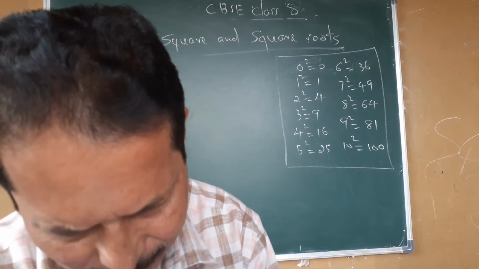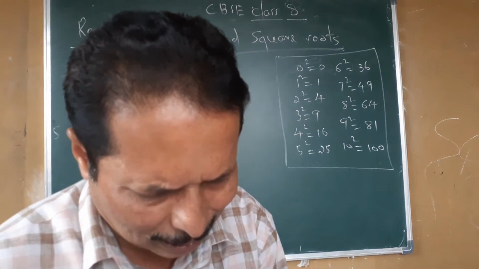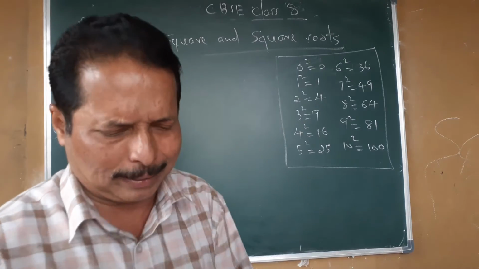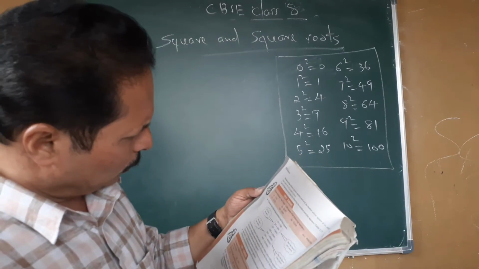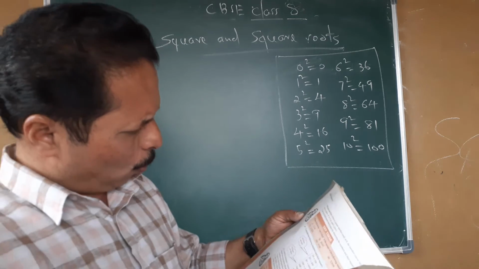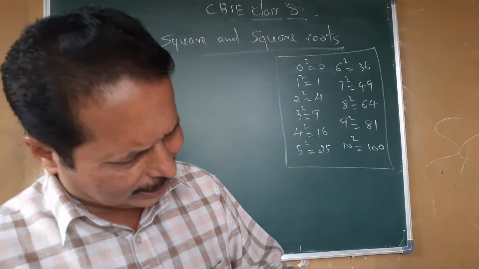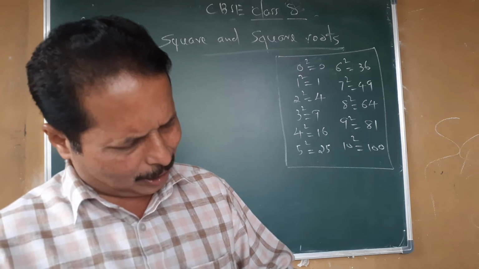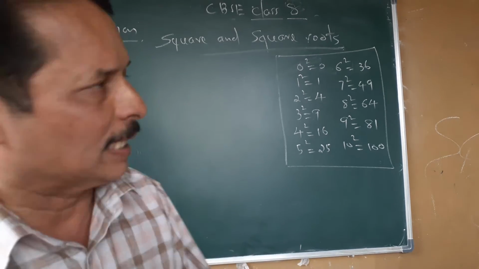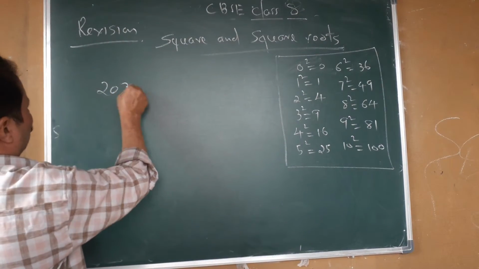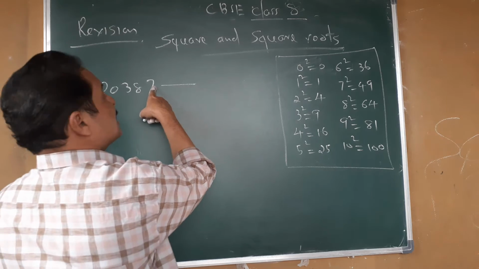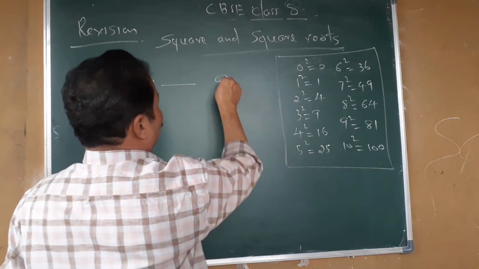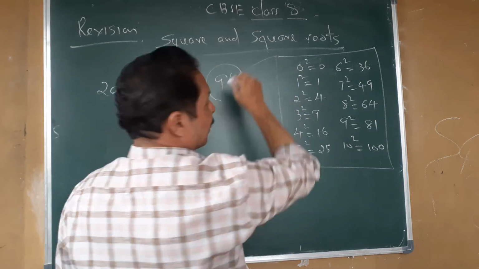Okay. Next. Look at the first question that is in the exercises. What are the unit digits of the squares of the given numbers? One of the numbers is 2387. Sorry, 20,387. The unit place is 7 square equal to 49. So the unit place is 9.